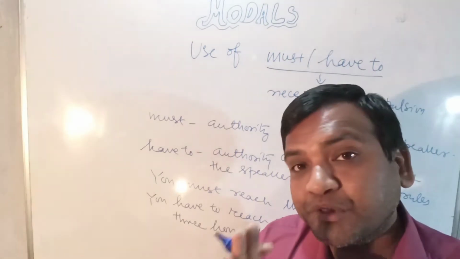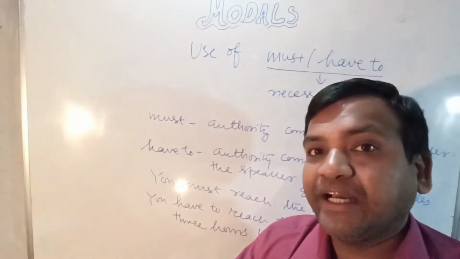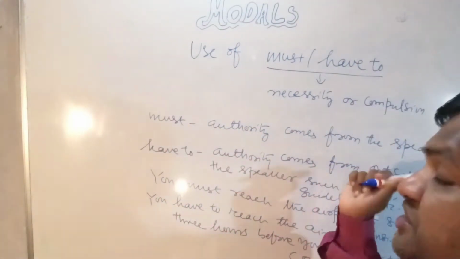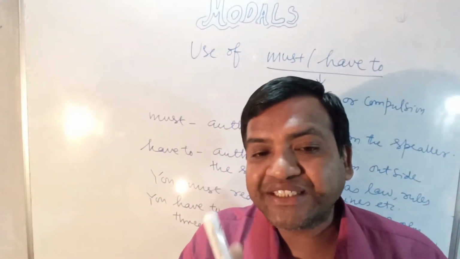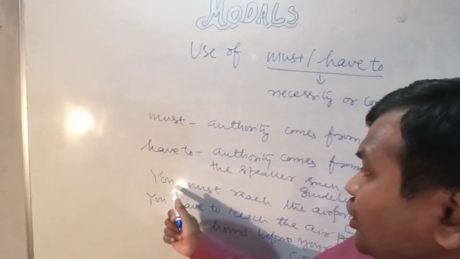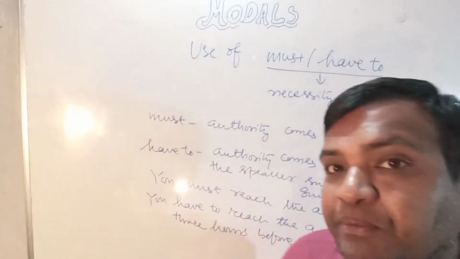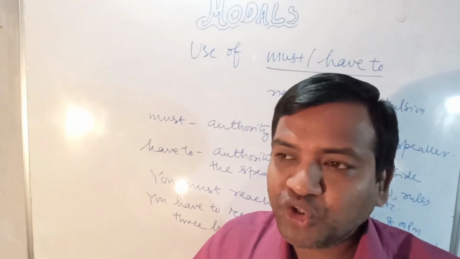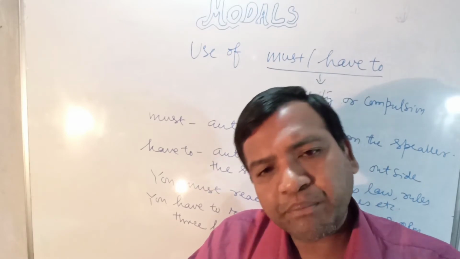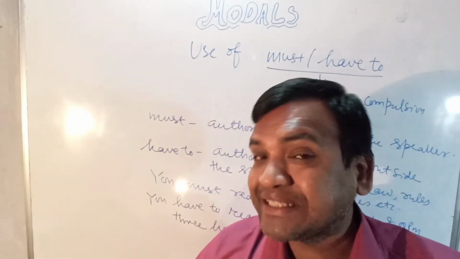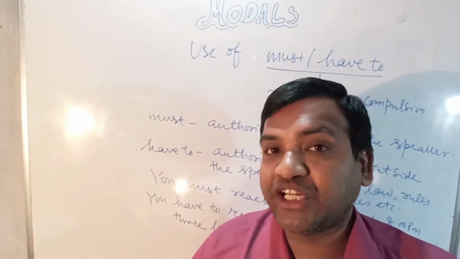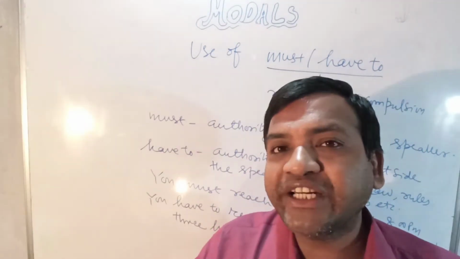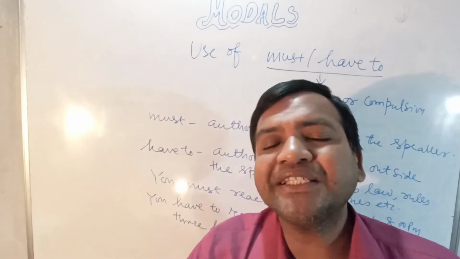But situationally they are different. How? You see, with must, the authority comes from the speaker. Suppose I say, you must reach the airport at 8 p.m. I am giving someone a suggestion for that. You are going to the airport one hour before; you must reach there. This is my own suggestion. No authority is there. I am giving a suggestion.